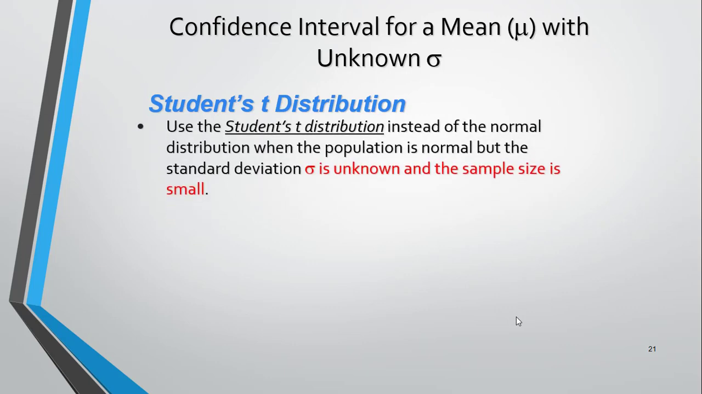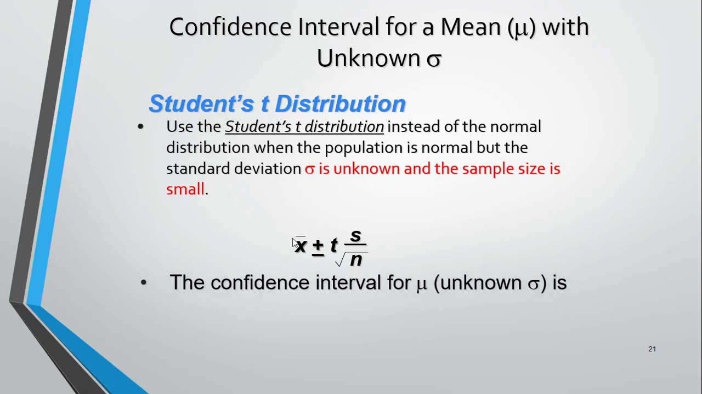Confidence interval for a mean with unknown sigma. What we just talked about is the confidence interval with known standard deviation. But sometimes we don't know the standard deviation of the population. In that case, what do we do? We use the student distribution instead of the normal distribution when the population is normal, but the standard deviation, sigma, is unknown, and the sample size is small.